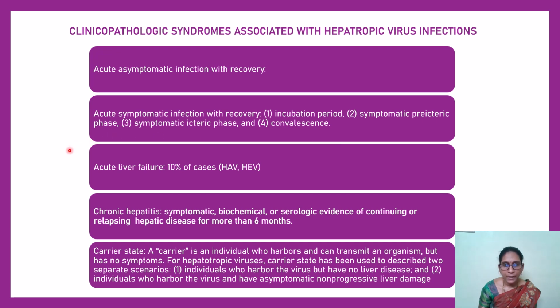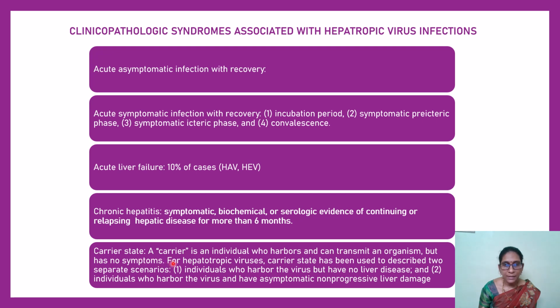Or it can present as acute liver failure, as it could occur with the hepatitis A virus and E virus in 10% of cases, or it could progress to chronic hepatitis, which would be symptomatic, and there will be biochemical and serological evidence of the continuing or relapsing hepatitis disease for more than 6 months. Or there could be a carrier state.